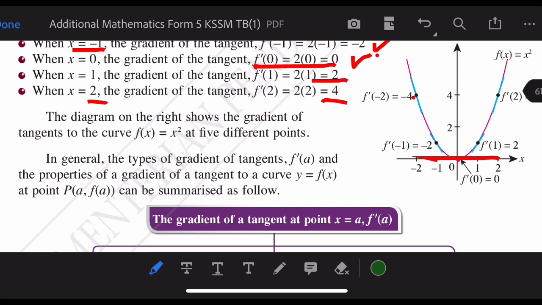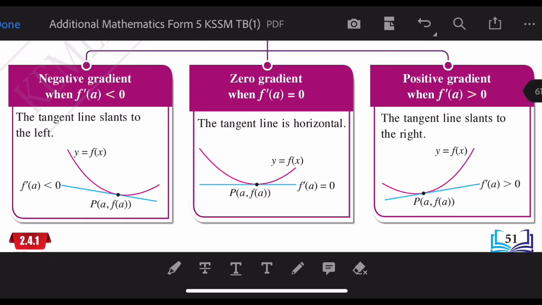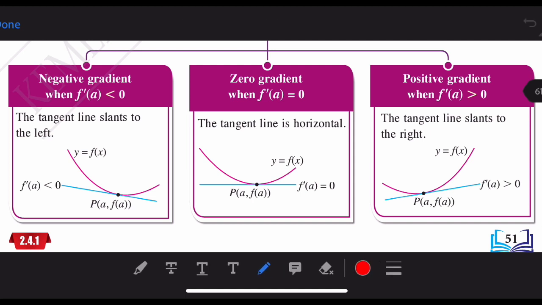In general, the types of gradient of tangents and the properties of the tangent to a curve at a point are summarized as below. So let's see this one, very useful. If the tangent line slants to the left, dy/dx will have a negative value. Let me highlight to you, this is the blue line. This is the tangent slanting to the left, so the gradient, which is dy/dx, is less than 0. Obviously, it's negative. The gradient for a line going down is negative. So dy/dx means gradient.